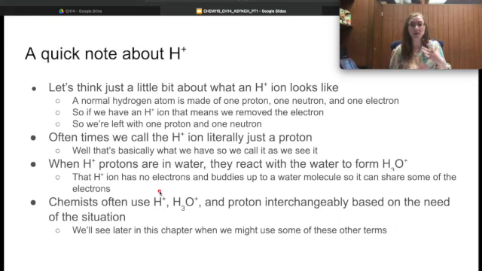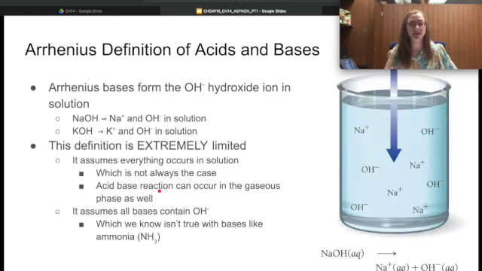Just a quick note about H plus, about the way it behaves, and why it's kind of cool. I think it's kind of cool that it's a proton with no electrons. It's kind of a bizarre thought to me that you can have an atom with literally no electrons, and I don't know why that's so bizarre to me, but it feels cool thinking about it as just a little proton floating around. So that's just a quick note about H plus. Let's talk about our Arrhenius acids and bases.